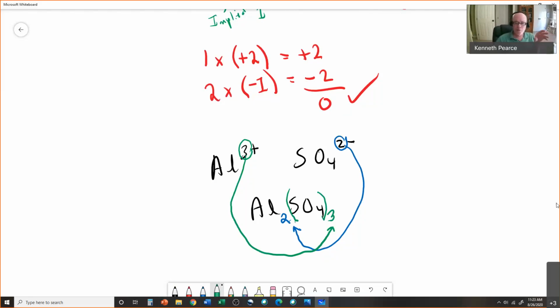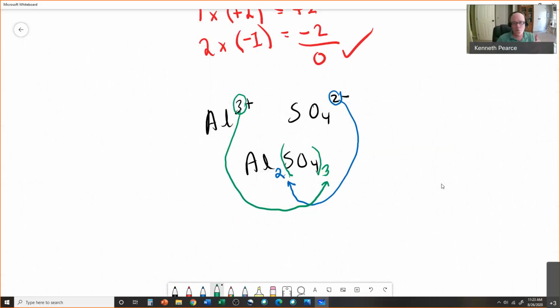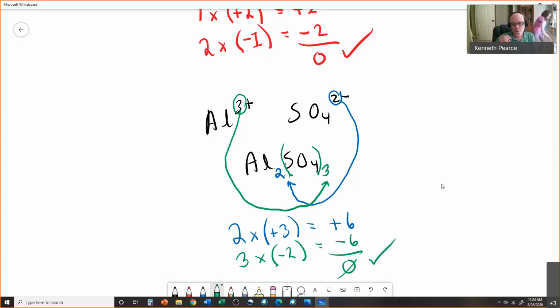Okay? And so once again, we can check ourselves, and if we cross charges, we won't have to do it. But I'm just demonstrating to show you that if you have, say, 2 aluminums at +3 apiece, that gives me +6. And if you have 3 sulfates at 2 minus apiece, -2, that gives you -6. And so once again, we have a net charge of 0. So we're good.